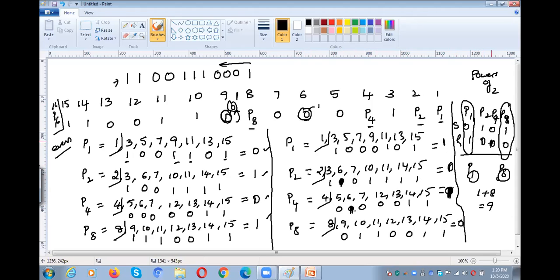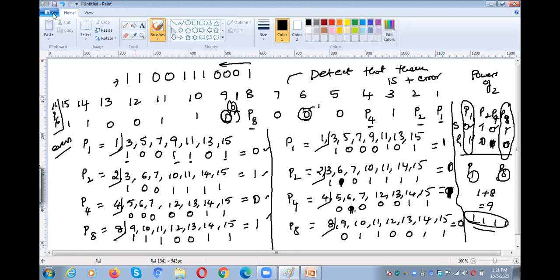If it is 1, 0, 1, 0, then here P1 is changed, P2 is changed, P4 is changed, P8 is changed. All are changed, right? So we will get the values like 1, 1, 1, 1. There are 4 changes: P1 position there is a change, P2 position there is a change, P4 position there is a change, and P8 position there is a change. So all positions are changed. That we can detect that there is an error. We can detect that there is a transmission error, but we cannot correct it.